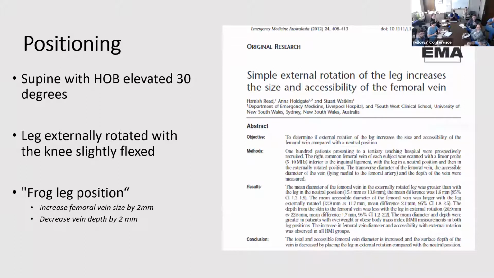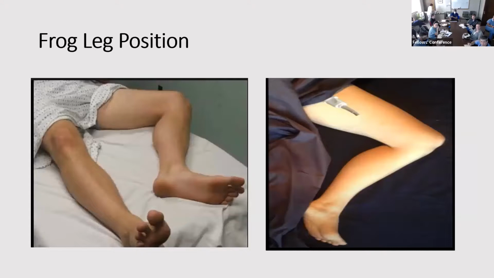A paper in 2012 from Emergency Medicine Australasia showed that this frog-leg position increases the size of that femoral vein by 2 millimeters, and it actually decreases the depth. So if you're looking to put in a central line in a patient, you should try it in a frog-leg position. In addition, if you're doing your DVT scan, you should also position your patient in this way. So this is actually how that looks. You can see the lateral rotation, and you see the knee flexion there. This is where you're going to scan down on the medial side of the patient's leg in that frog-leg position.